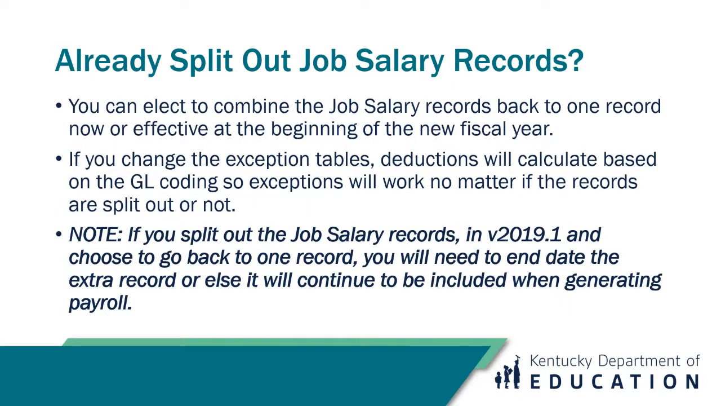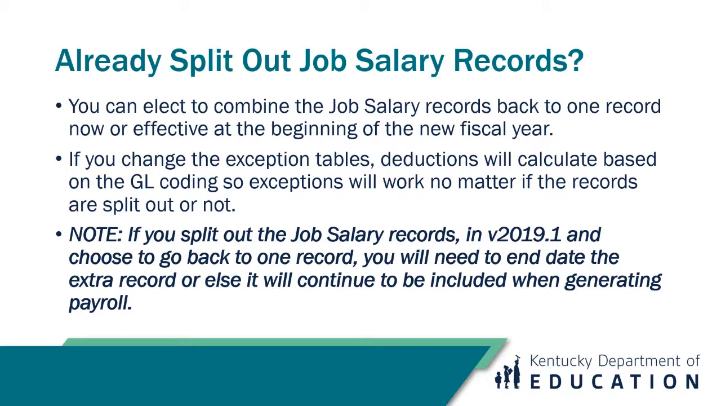in production or live. So what if you've already split out all those job salary records? You've already done that work. You can go ahead and elect to combine those job salary records back to one record now, or make that effective at the beginning of the new fiscal year. If you change your exceptions tables, the deductions will calculate based on the GL coding, so it doesn't matter if the job salary records are split out or not. So if you make these changes to the exceptions tables now and want to run just off GL codes, it doesn't matter if the job salary records are split out or not, which is nice.